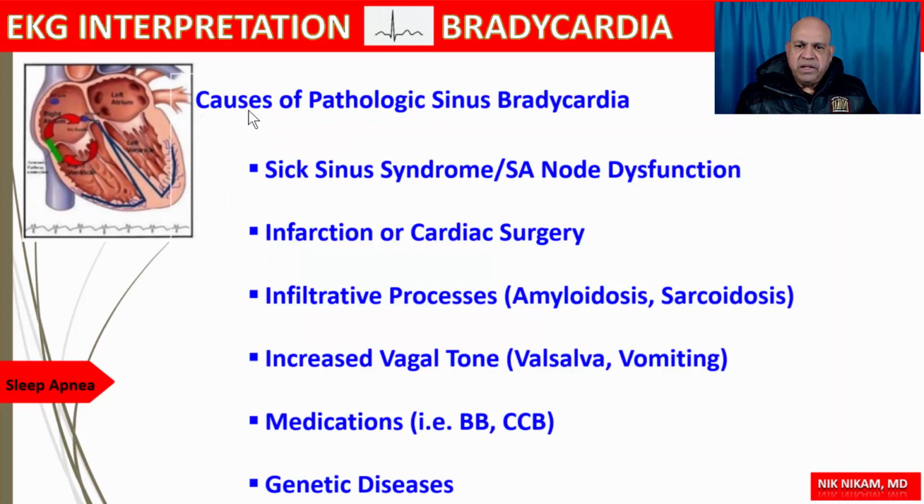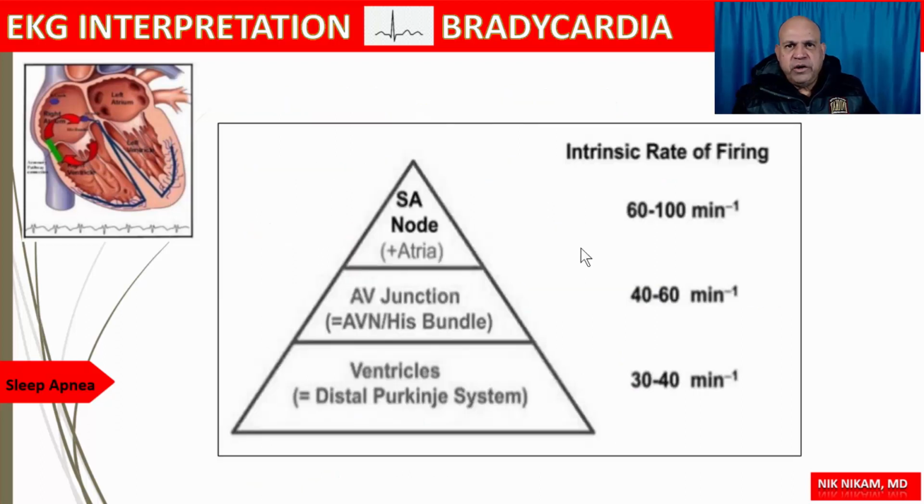Causes of pathological sinus bradycardia could include sick sinus syndrome or sinus node dysfunction, infarction or cardiac surgery, infiltrative processes such as amyloidosis, sarcoidosis, increased vagal tone, most importantly medications, and some genetic disorders. Let's look at some of the intrinsic heart rates.